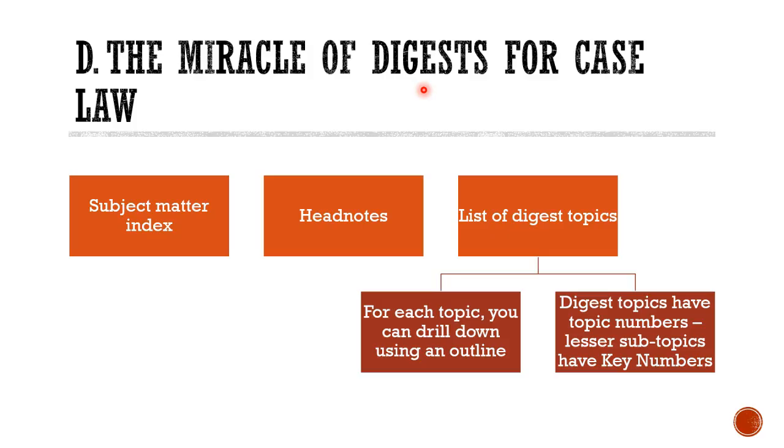What they have is a list of digest topics, and this list of digest topics will give me a drilled-down outline of the topic that you want to research, and it's organized quite brilliantly so that as new laws emerge, new problems emerge, they do expand on the digest. Digest topics also have topic numbers. So they're numbered, and lesser topics have key numbers.